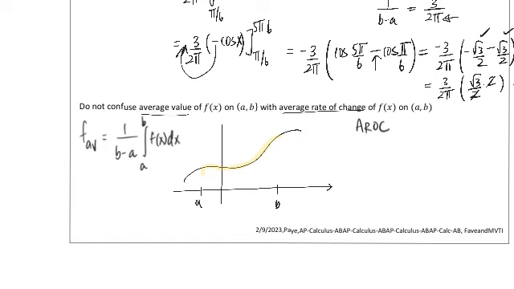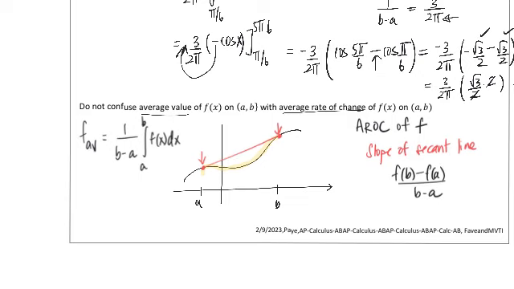Average rate of change, that's a different thing. Average rate of change of f is not about the y values and finding the average. It's literally about finding the slope between this point right here and this point right here. It's the slope of the secant line. So average rate of change is the slope of the secant line, and that is going to be a very different thing. It's f of b minus f of a over b minus a. Average value is this integral that we talked about. So please keep those two things separate and clear in your mind: average rate of change of f versus average value of f on an interval a to b.